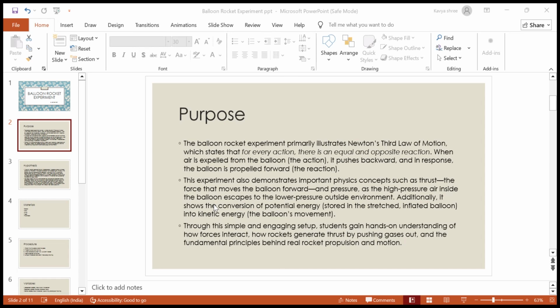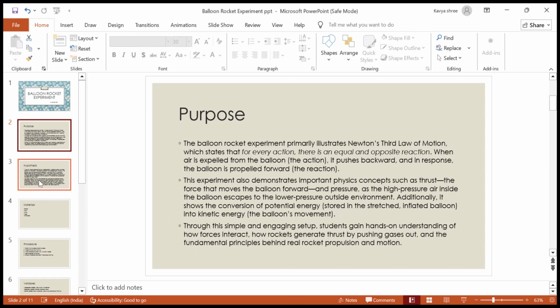Hypothesis. When air is rapidly expelled from an inflated balloon, it generates a propulsive force called thrust. This thrust acts in the opposite direction to the escaping air, causing the balloon to move forward along a guided path.